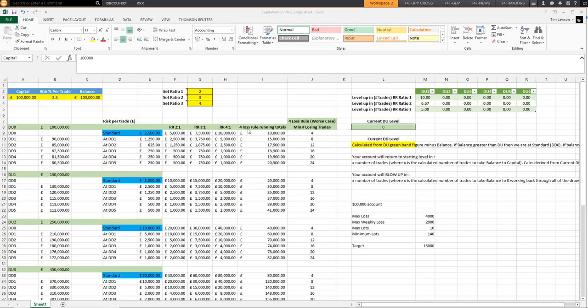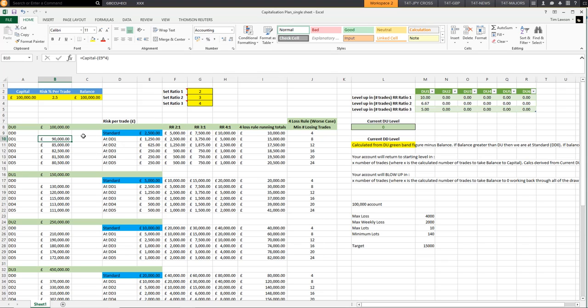So we've got our 4 loss rule running totals, so that gives us 10,000 if my maths are correct, which would take our drawdown level 1, so drawdown level 1 within draw up level 0 is $90,000, and so on and so forth, and we trade down, reducing our trade size as we continue our 4 loss rule all the way down through the drawdown levels.